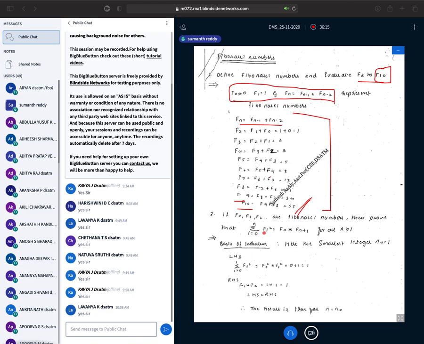What he is asking is, if F0, F1, F2 are the Fibonacci numbers, then prove that the summation of i equal to 0 to n, Fi square is equal to Fn into Fn plus 1. This is the statement that you need to prove for all the values of n greater than or equal to 1. So the procedure remains the same. Here the least value will be equal to 1.